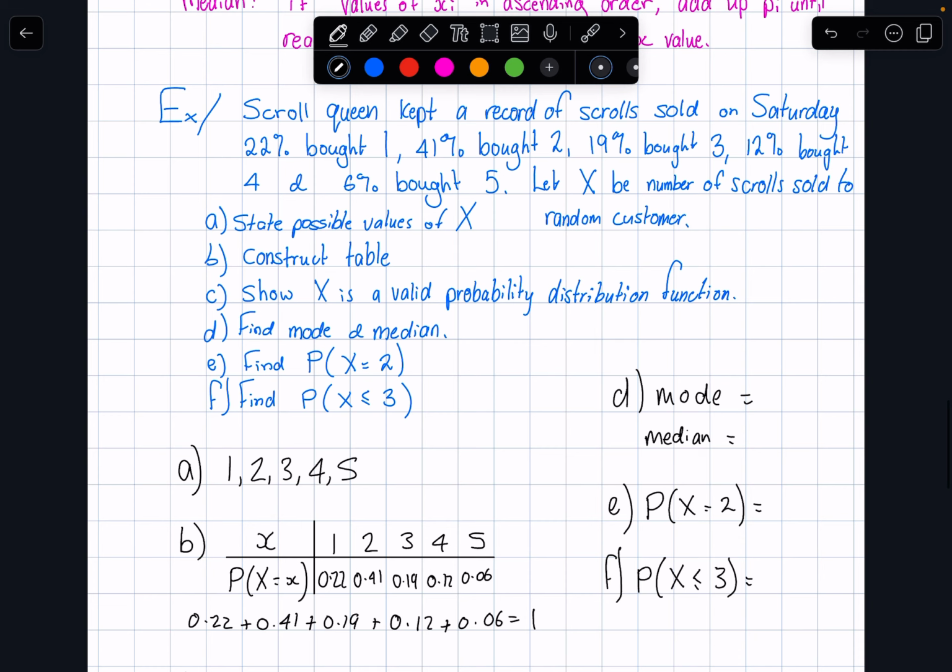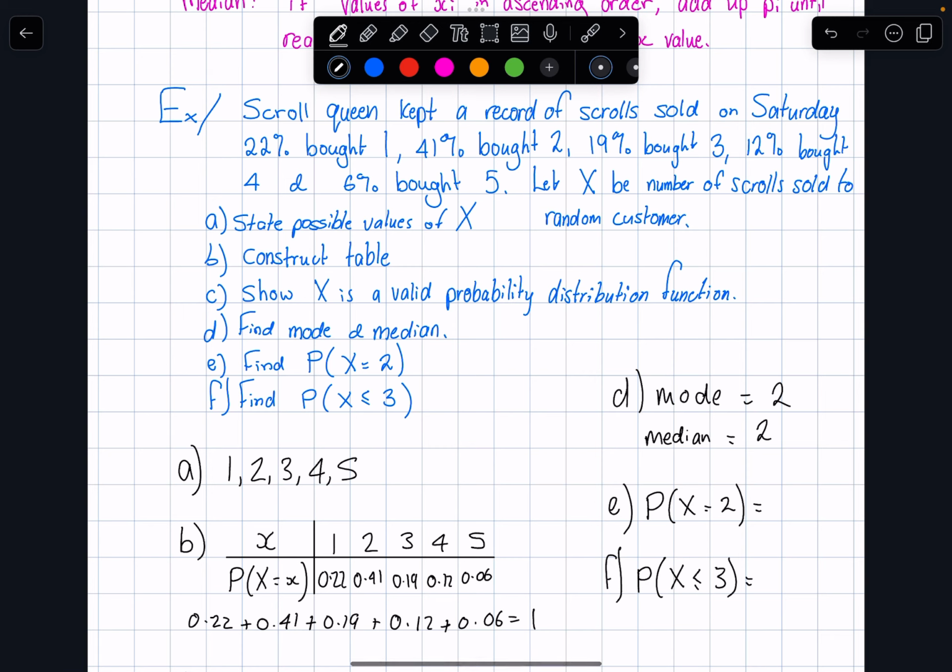Now we want to find the mode and the median. Now the mode is the one with the highest probability, which is 0.41. So 0.41 correlates to the value of 2. So we do that over here. Now the median, we add up the probabilities until we go 0.5 or more. So we start with 0.22. That's not 0.5 or more, so we add the next one, which is going to give me 0.63, which is over the limit. So we take 2 as our median as well.